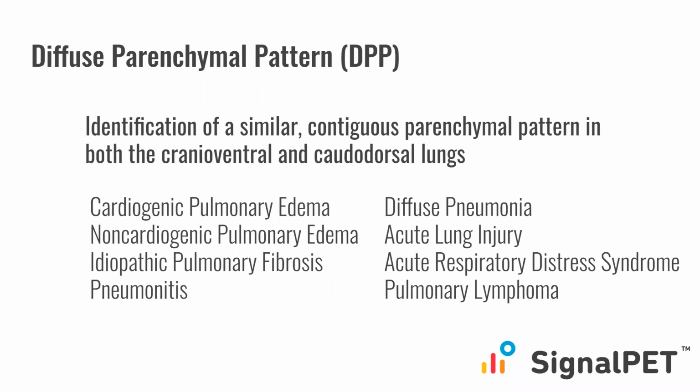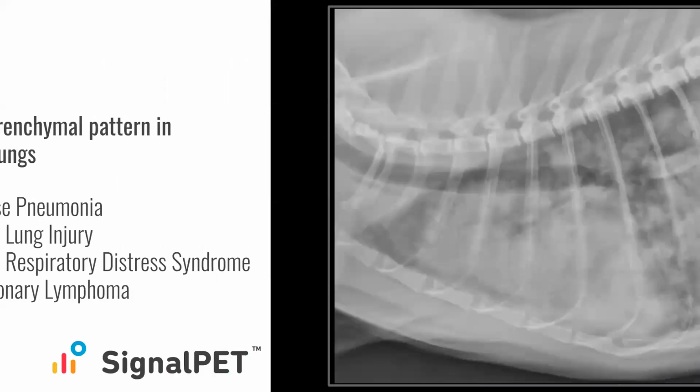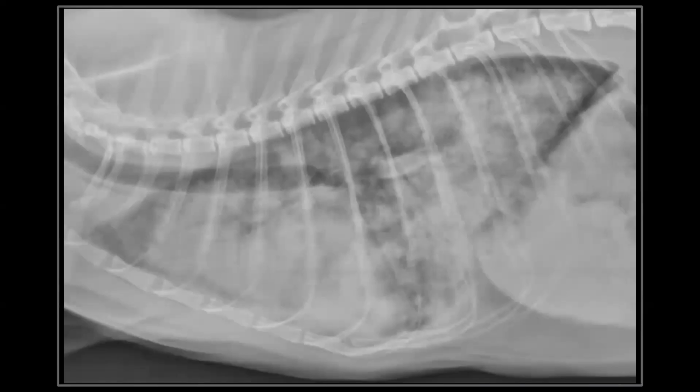So pneumonitis actually made the most sense in that particular case. So that was kind of interesting. Otherwise, pneumonitis is not a differential that I use very often. Diffuse pneumonia, acute lung injury, acute respiratory distress syndrome, and pulmonary lymphoma are also differentials for this. So now we'll look at some cases.